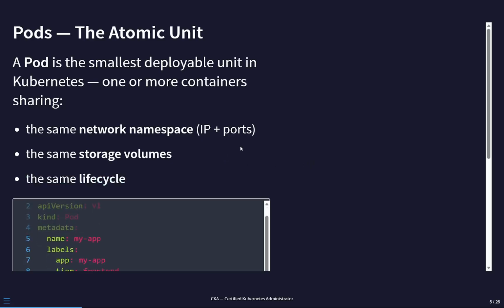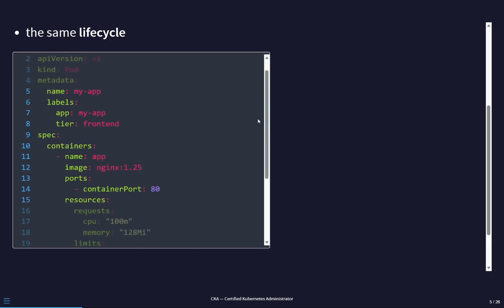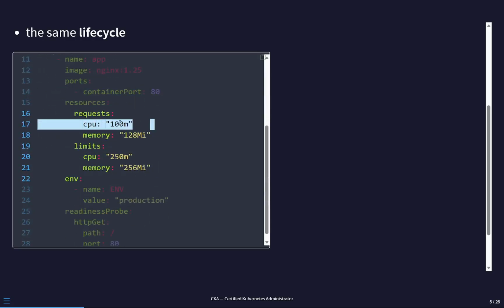Look at the YAML on the left. This is a minimal pod manifest. You have API version, kind, and metadata at the top. Those are on every Kubernetes resource. In the spec section, you define your containers. Each container has a name, an image, and optionally resource requests and limits, environment variables, and probes.